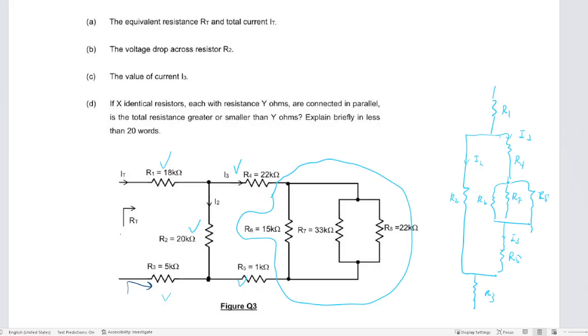So basically, I total is the sum of all these resistors here. So VT equals IR, RT. IT over here equals VT over RT. Then the voltage drop across R2. Where is R2? R2 is this over here.